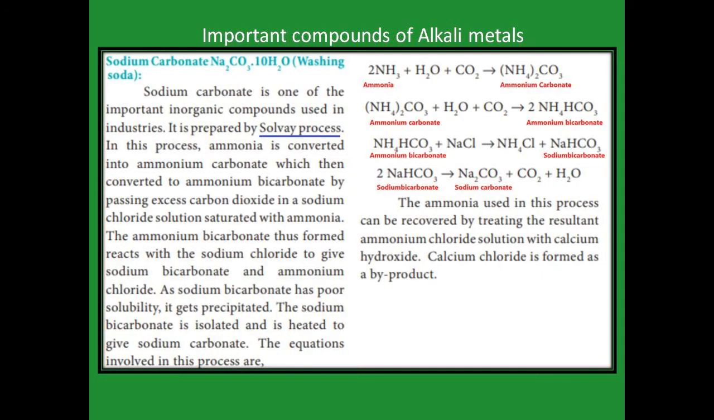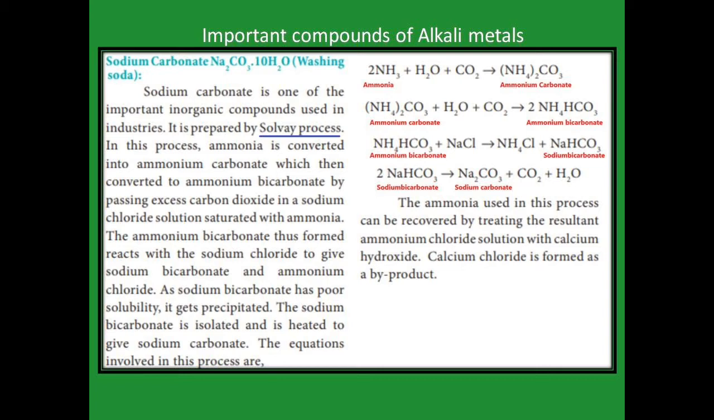The first compound in alkali metal is sodium carbonate. Formula is Na2CO3, 10 moles of water. Another name of sodium carbonate is washing soda. It is prepared by Solvay process. See the reaction. First reaction, 2 moles of ammonia reacted with water plus carbon dioxide. It gives ammonium carbonate. Formula (NH4)2CO3.